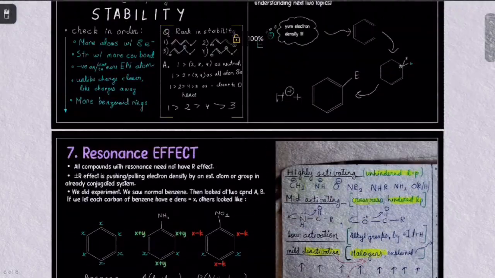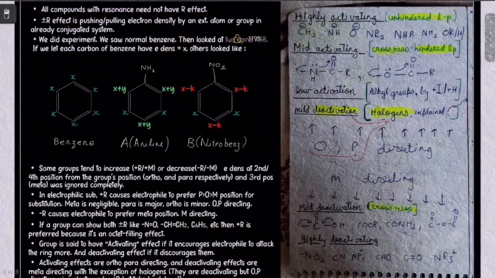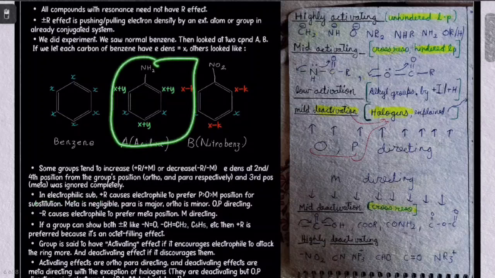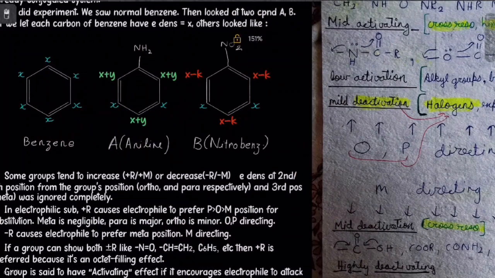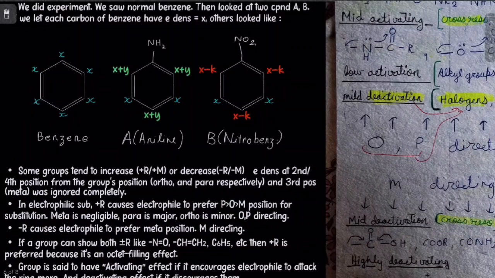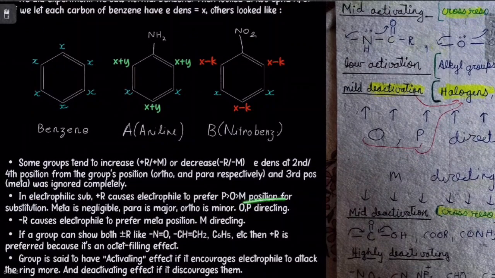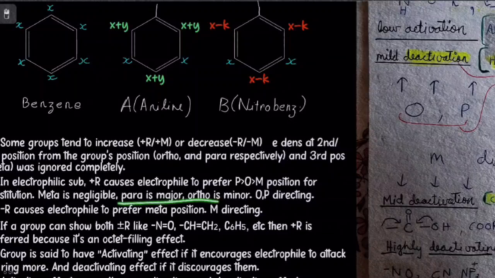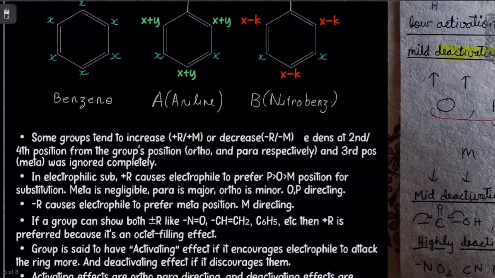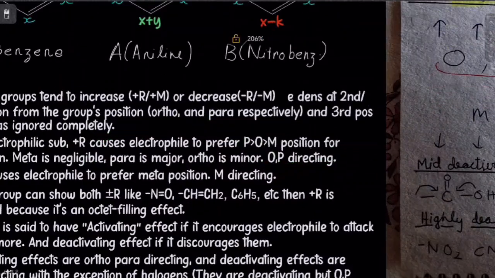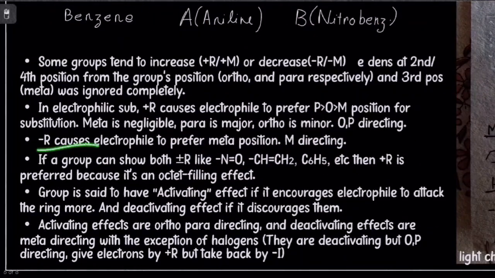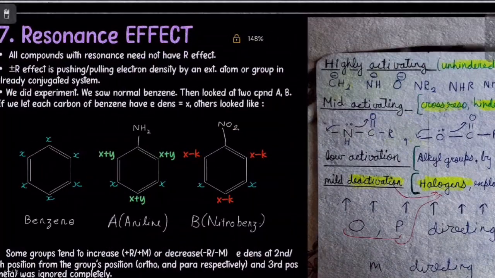Now, remember I told you about electrophilic substitution. So, in electrophilic substitution, the plus R effect causes the electrophile to prefer the para position, then the ortho position, then the meta position. Actually, meta is negligible for substitution, and para is the major product in most cases, ortho is minor, and this we call the plus R effect. We call it ortho and para directing, and vice versa, the negative R effect causes the electrophile to prefer the meta position. Why? Because it reduces electron density here.